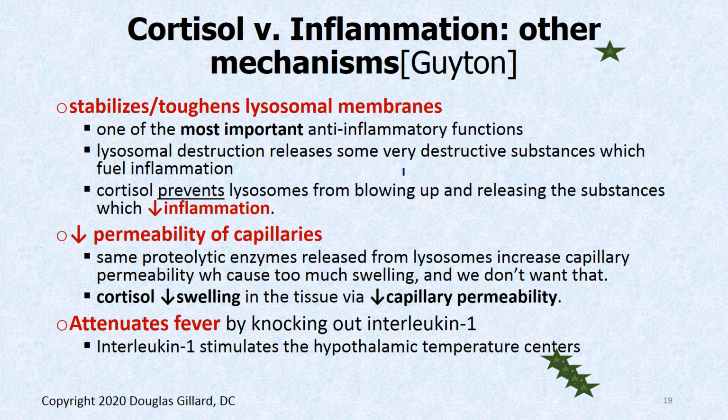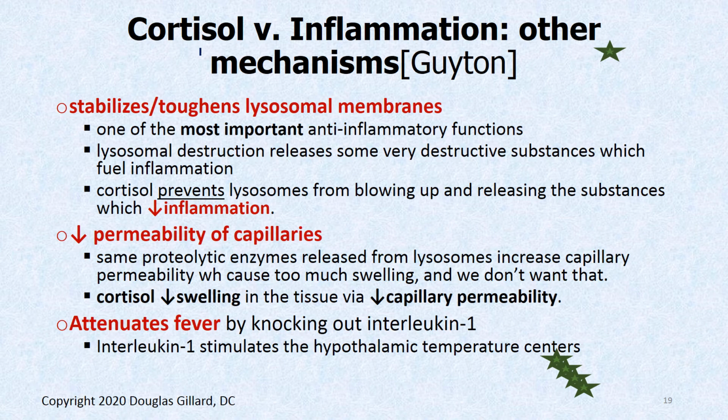What about cortisol versus inflammation? Other mechanisms. Another one, this is out of Guyton. It's important stuff. So remember, lysosomes that are inside cells are very important. They're like little stomachs, right? They can digest all sorts of stuff. In part of the inflammatory cascade, cells are blown up or destroyed, and the lysosomes are destroyed, and it releases those digestive enzymes into the tissue, which is great if you're fighting bugs, but if the infection is pretty much over, it can destroy tissue.